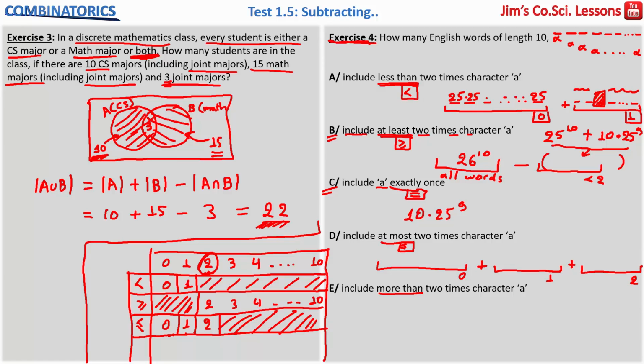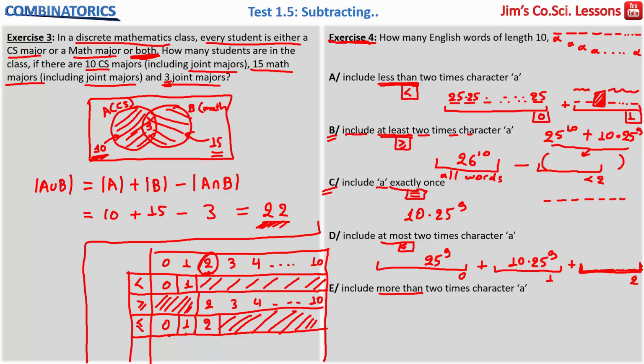I have solved already the first subproblem with 0 A's. There are 25 in the power of 9 words, and I have solved the second subproblem. There are 10 times 25 in the power of 9 words. Now this one is a bit tricky, and when something is a bit tricky, we've said that the best way to solve it is by enumerating the possible solutions.